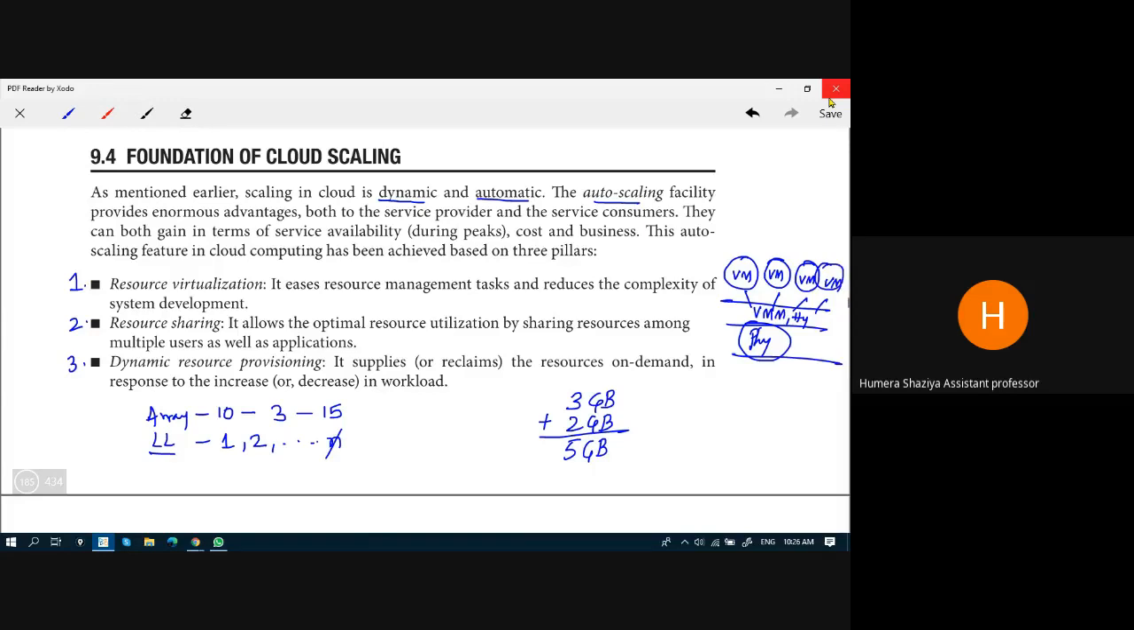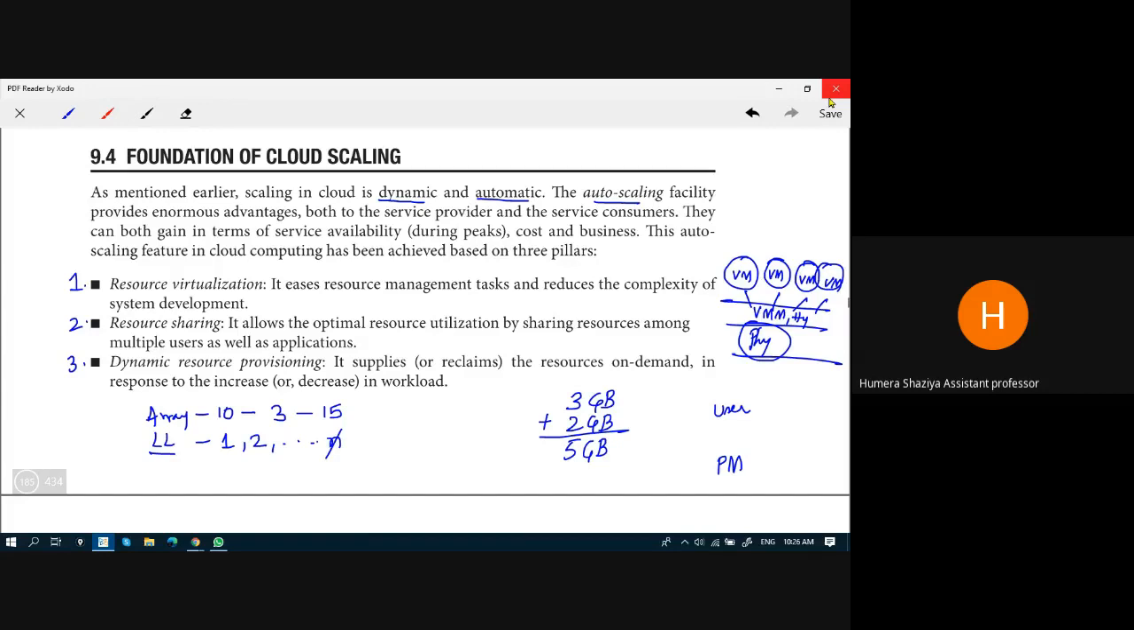If there is no sharing, what happens? Every physical machine has to be allocated to each user. Then that commoditization and billing, metering, and effectively utilizing the resources would not happen if there is no resource sharing.